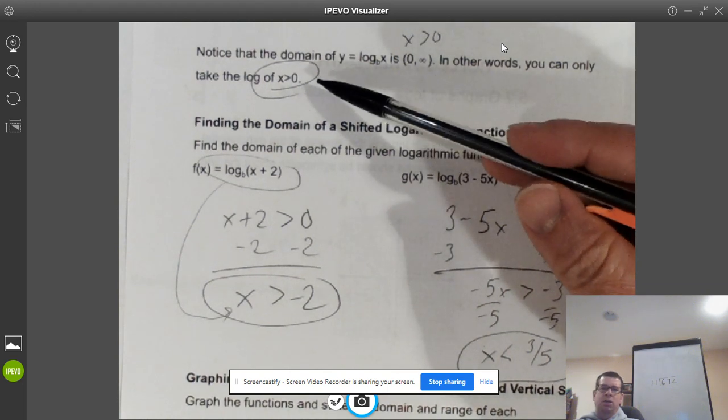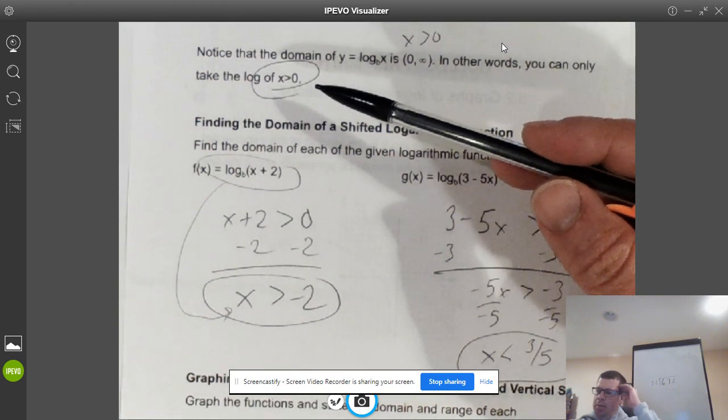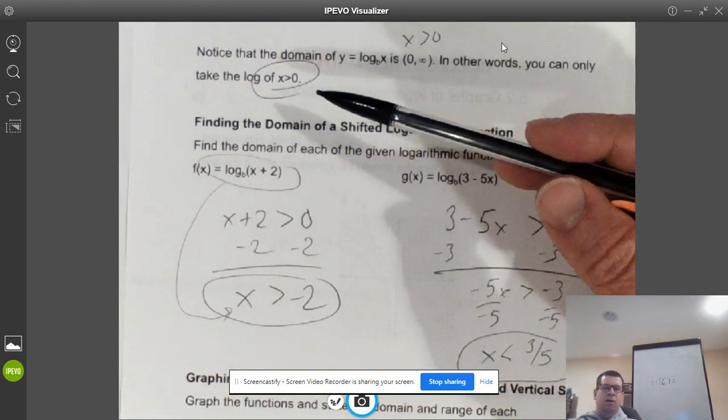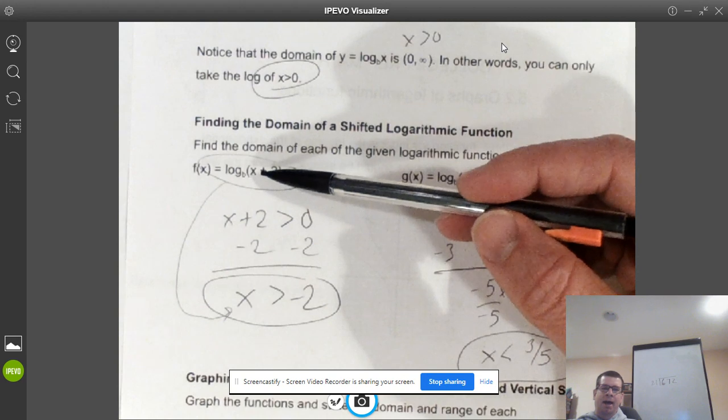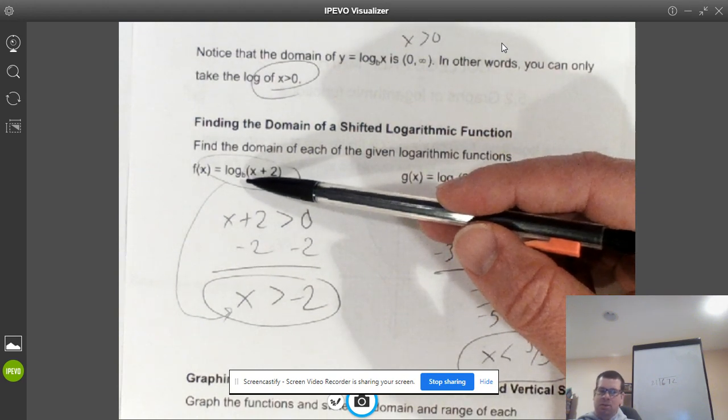And here's what we need to catch: you can only take the log of a positive number. We saw that a little bit on yesterday's homework. You can't do the log of a negative number. So if I have the log, and again, that's just base b, it doesn't matter what the base is. This is always going to be true.